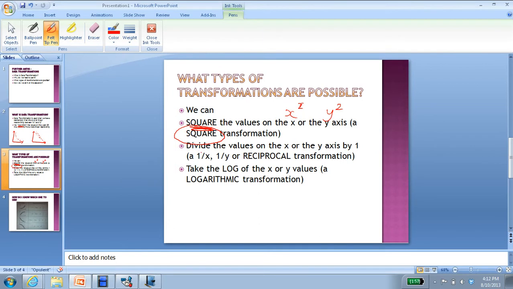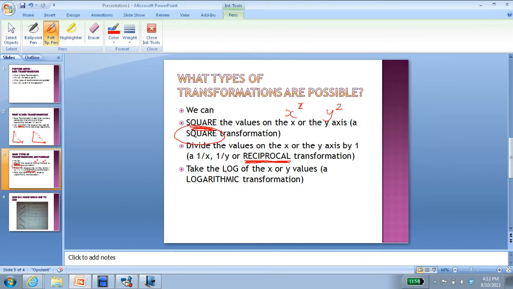We can divide the x values or the y values by 1, so often we call this a 1 on x or a 1 on y. The official term that we need to look for in the exam is a reciprocal transformation. So when we see this word reciprocal, it means 1 on x or 1 on y, and it will normally tell us which axis to do the reciprocal transformation to.